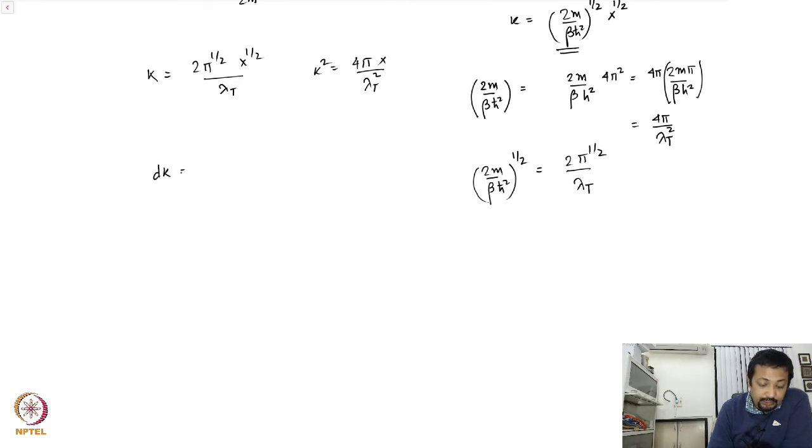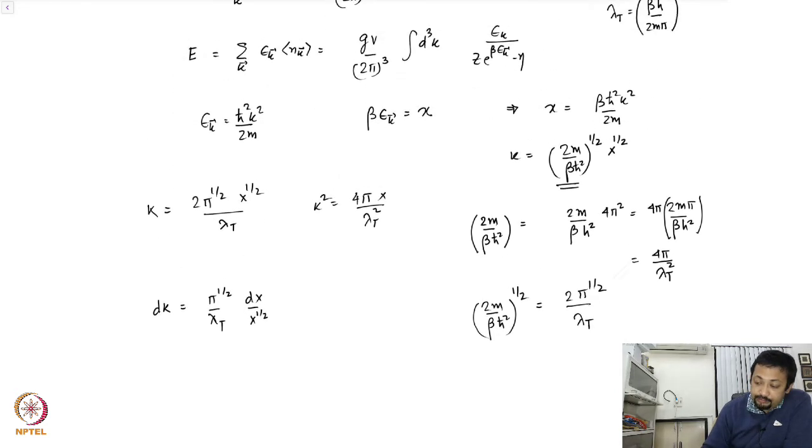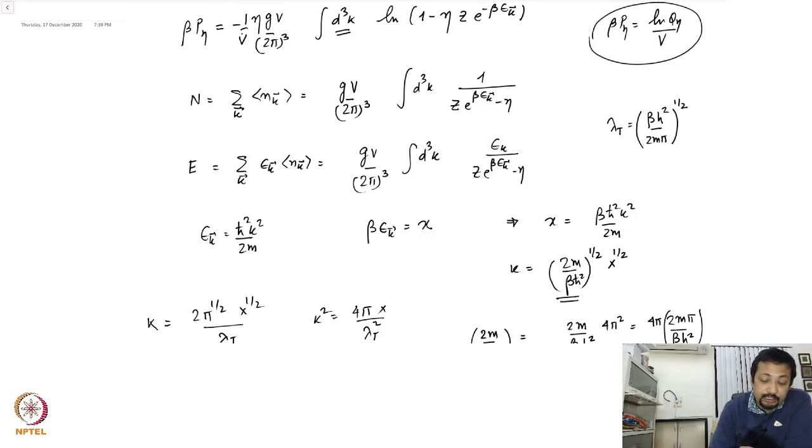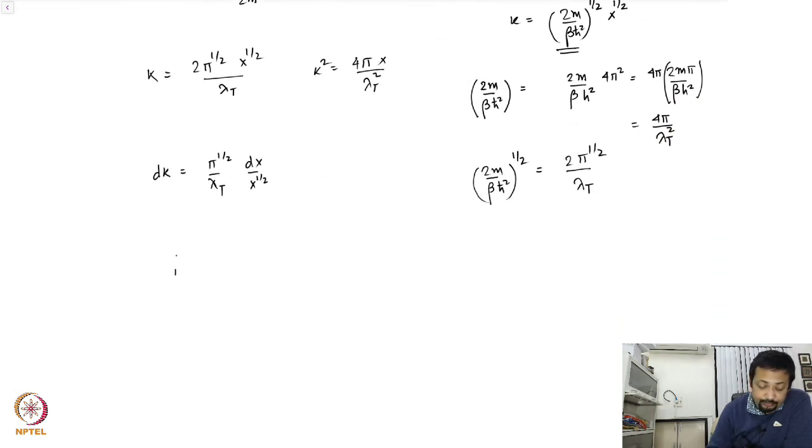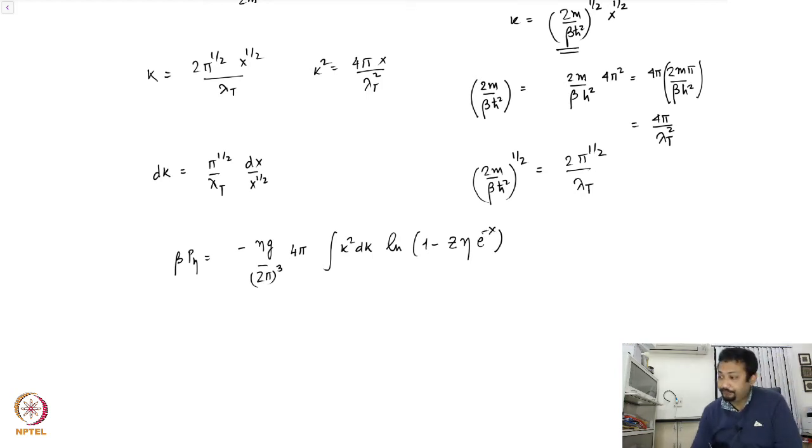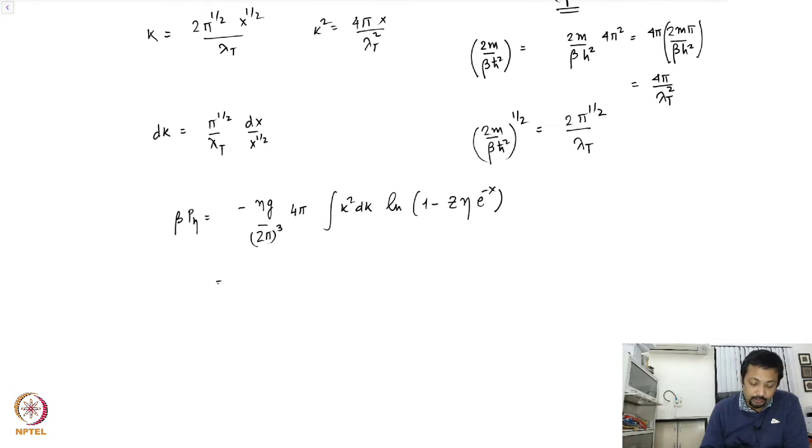So this means dk is going to be pi to the power half over lambda t dx over x to the power half. Now, in the expression for beta p eta, there is a 1 by volume factor, so that the expression for beta p eta becomes minus eta g over 2 pi whole cube. The measure d cube k becomes 4 pi k square dk. So the angular integral gives you 4 pi. I have 4 pi k square dk ln 1 minus z eta e to the power minus x. So that this is minus eta times g. This gives me 8 pi cube in the denominator and 4 pi in the numerator. That gives me 2 pi square.